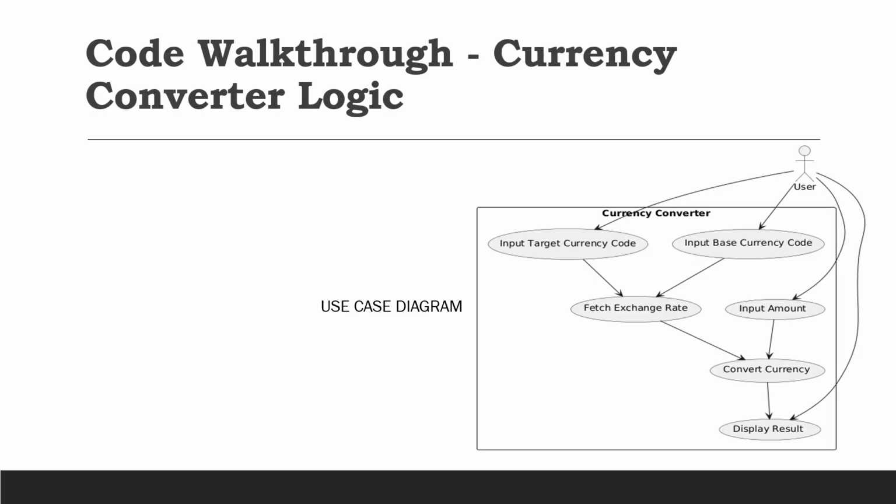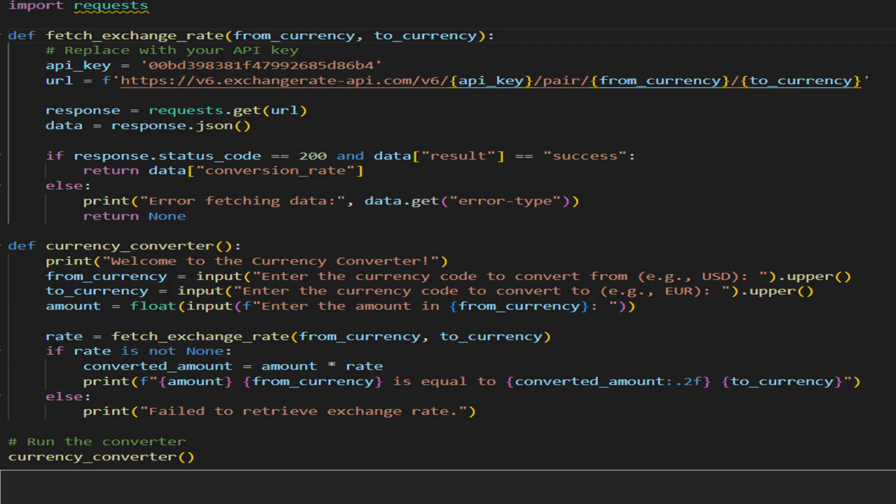This is the use case diagram for further clarification. Let's look at the code for fetching exchange rates from the API. The fetch exchange rate function sends a GET request to the Exchange Rate API with the base and the target currencies. If the response is successful, it retrieves the conversion rate from the JSON data and returns it. Otherwise, it displays an error message.